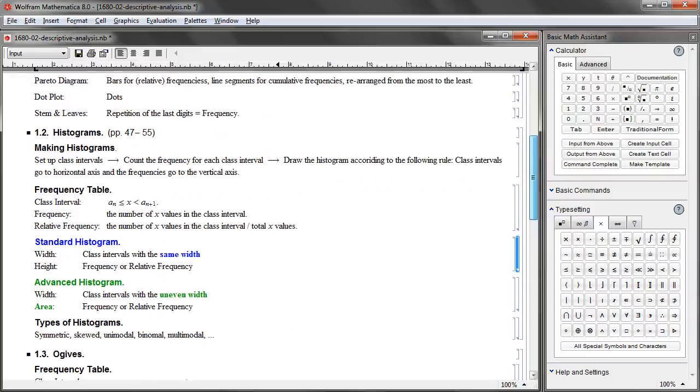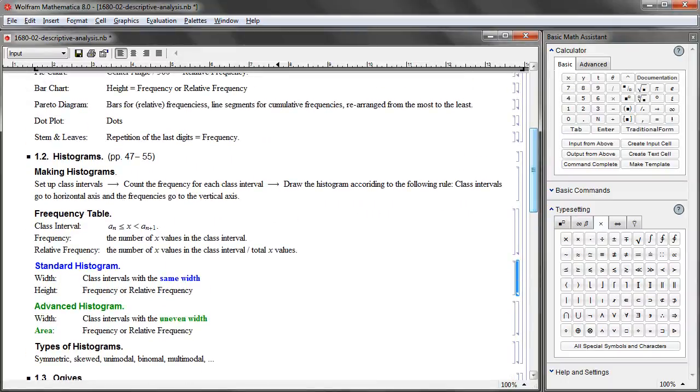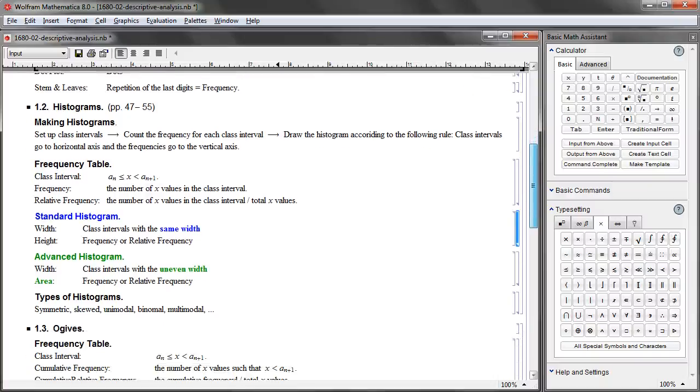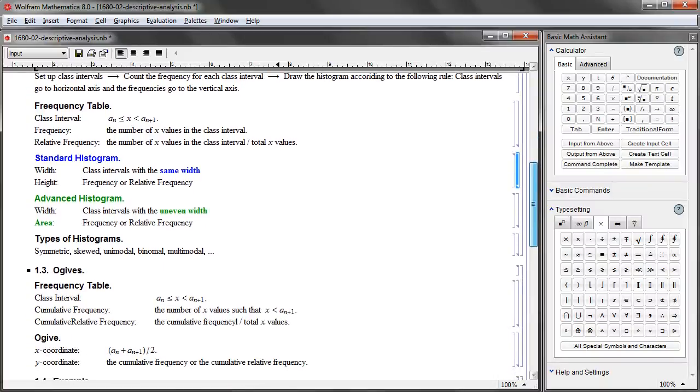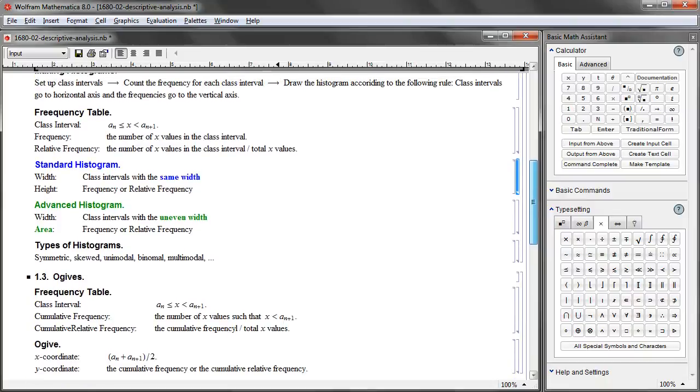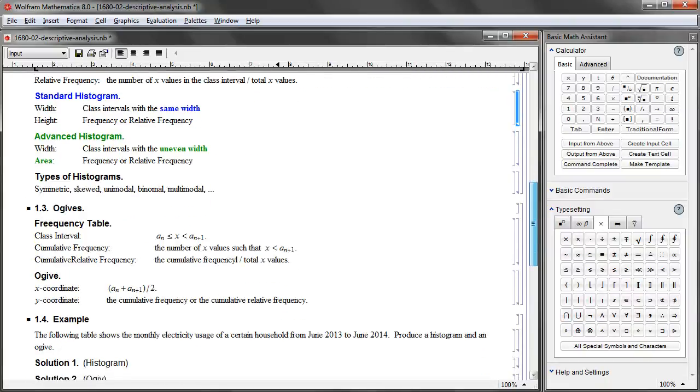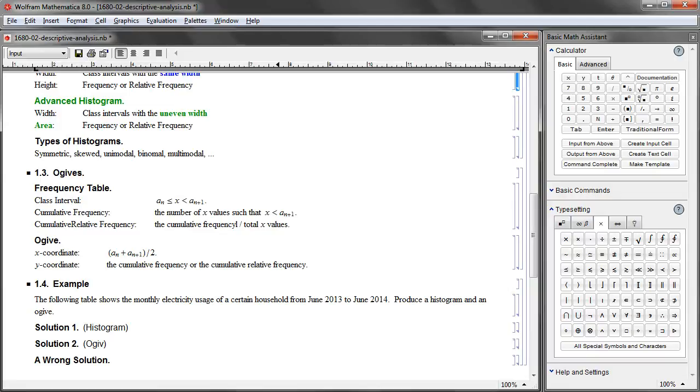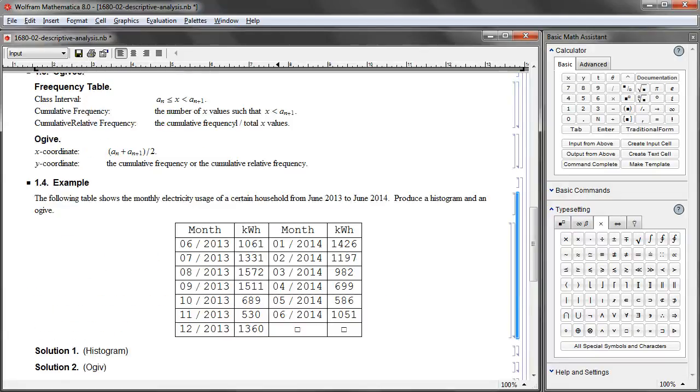That kind of thing is called standard histograms. Let's see, do we have enough time for an example? Okay, let's go over to an example here. The following table shows the monthly electricity usage of a certain household, mine to tell the truth, from June 2013 to June 2014, and produce a histogram. And ogive, we are going to talk about ogive in a separate video, so histogram only.